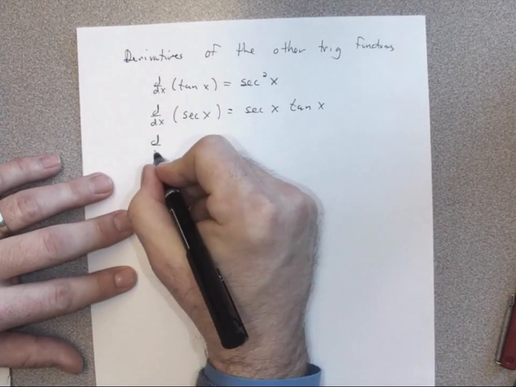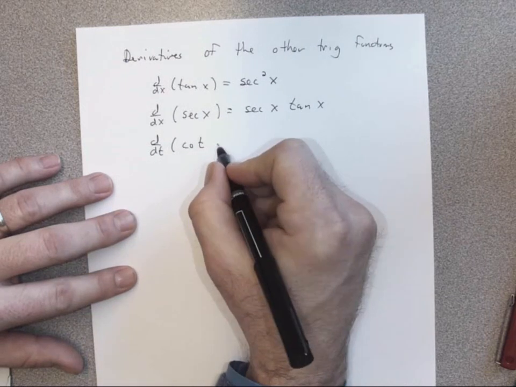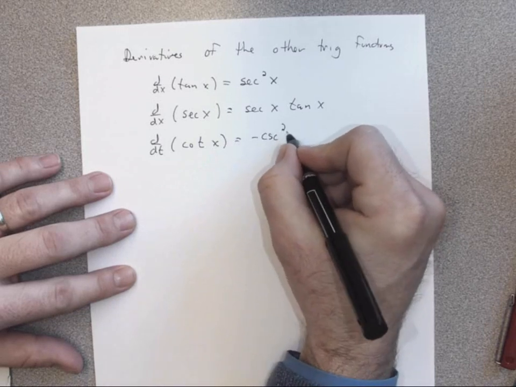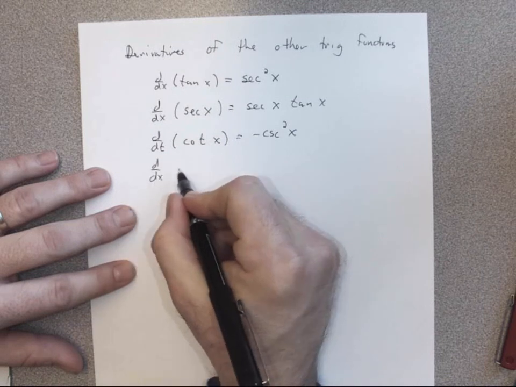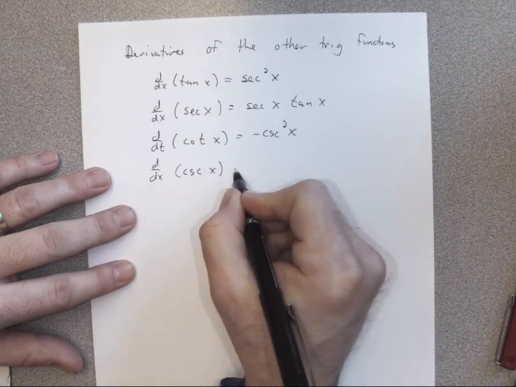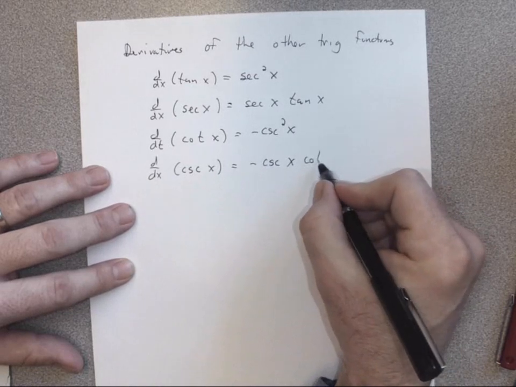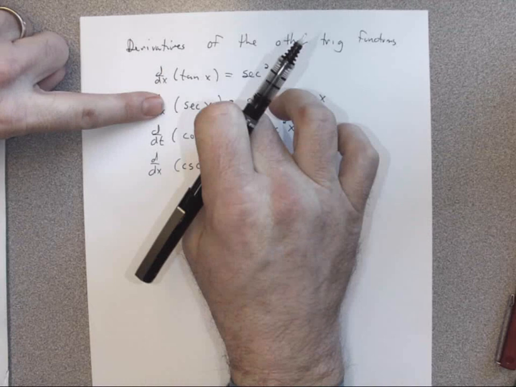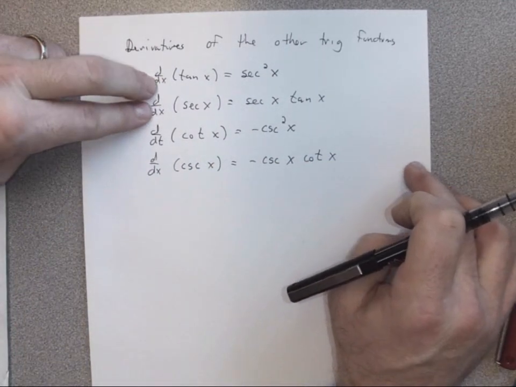The derivative of the cotangent of x, I would like you guys to prove this. I'll probably ask you to do it on the test or a quiz. It's going to be minus the cosecant squared of x. And the derivative of the cosecant of x is going to be equal to minus cosecant of x times the cotangent of x. These two will be up to you, but they are almost identical to these two proofs here, okay?